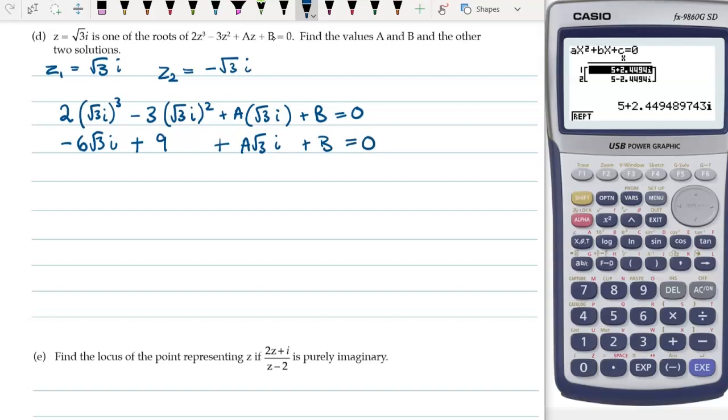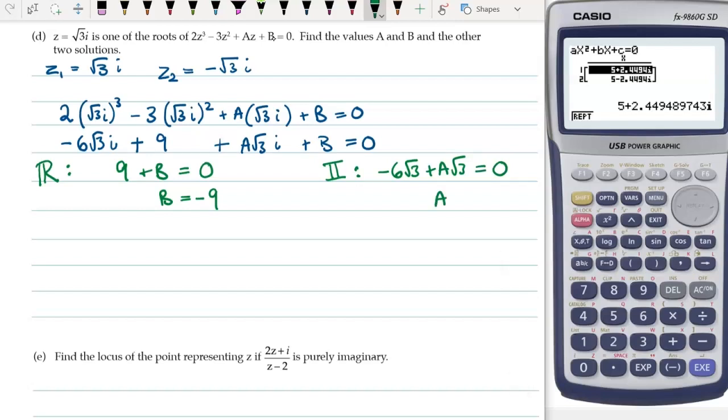Now looking at the real and imaginary parts, if we compare the real parts, let's just do this in another color. So the real parts, on the left hand side we have 9 and we have b. On the right hand side we just have 0, so b is equal to minus 9. If we compare the imaginary parts, on the left we have minus 6 root 3 plus a root 3, which equals 0. We divide everything through by root 3, then we will have that a is equal to 6.